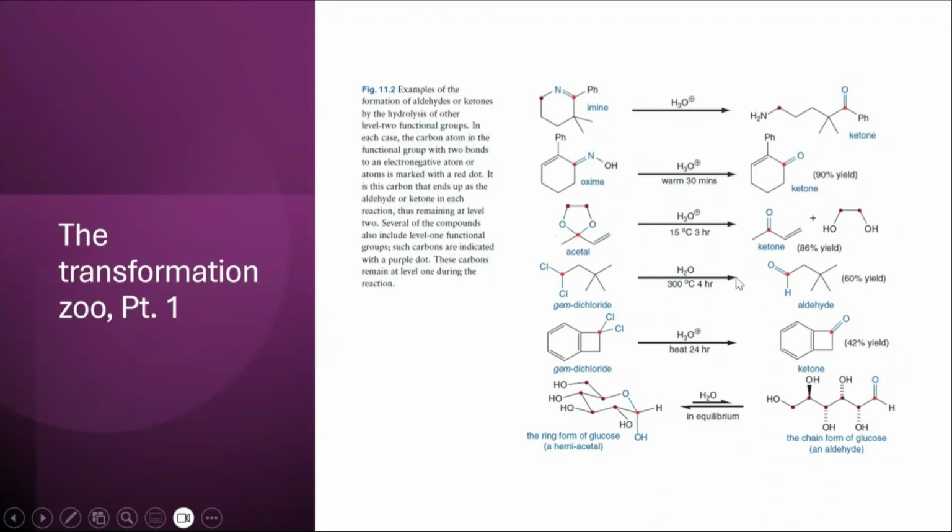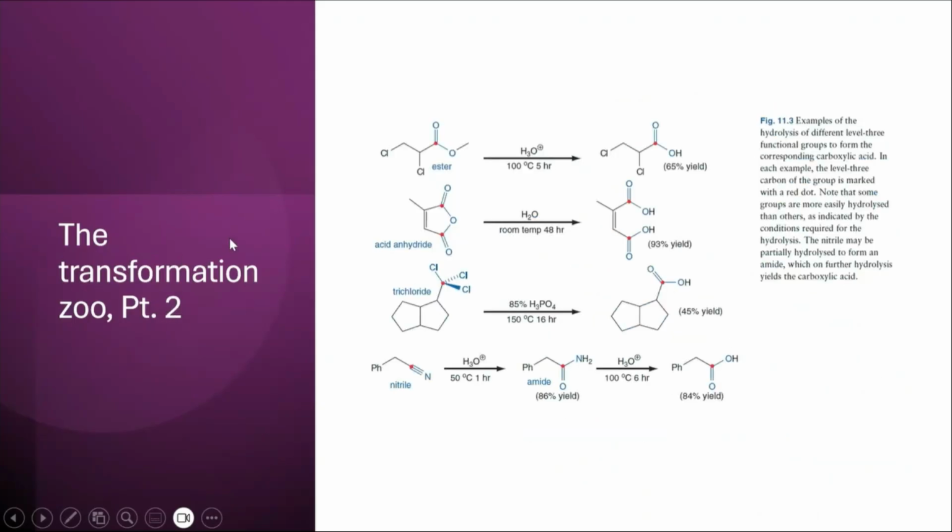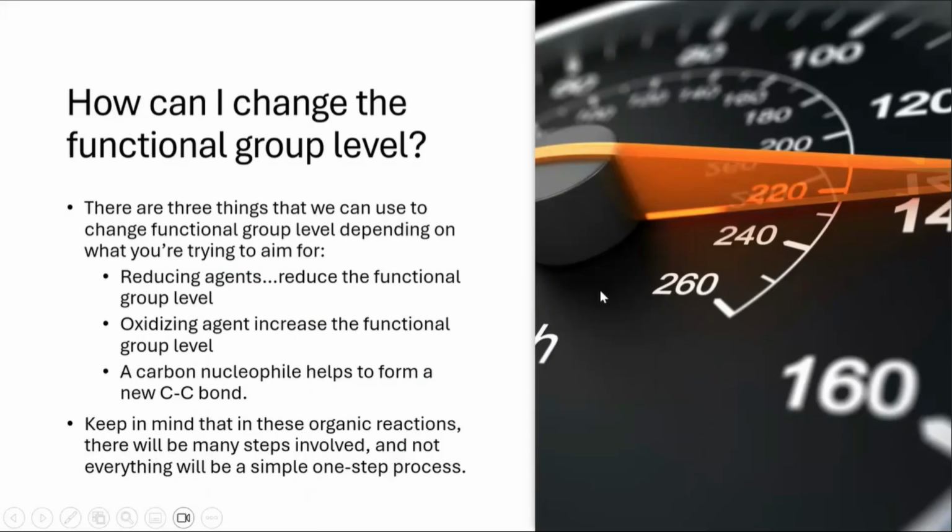So we have acidic conditions, just water, glucose in equilibrium with water, a lot of transformations. So right here are our level 3 functional groups and the amount of transformations that they can go under. So we have esters, acid anhydrides, trichlorides, and nitriles. And we can put them under acidic conditions. We can use things like phosphoric acid, or just put an acid anhydride in water. So here are just a few transformations.